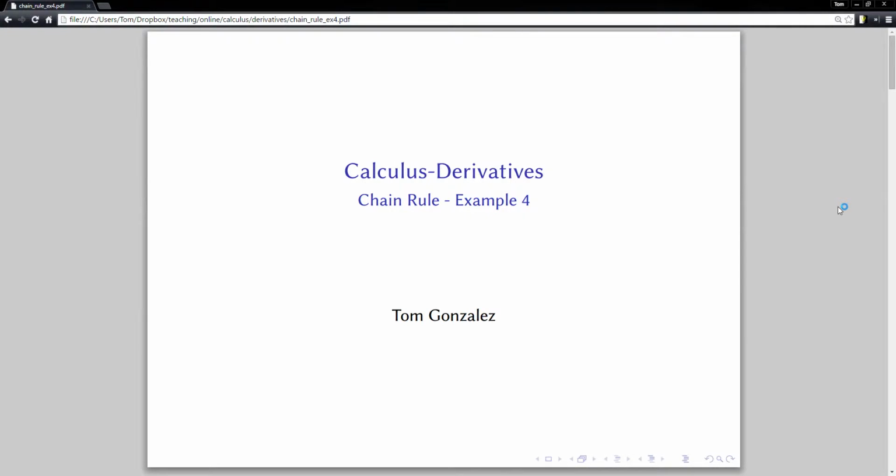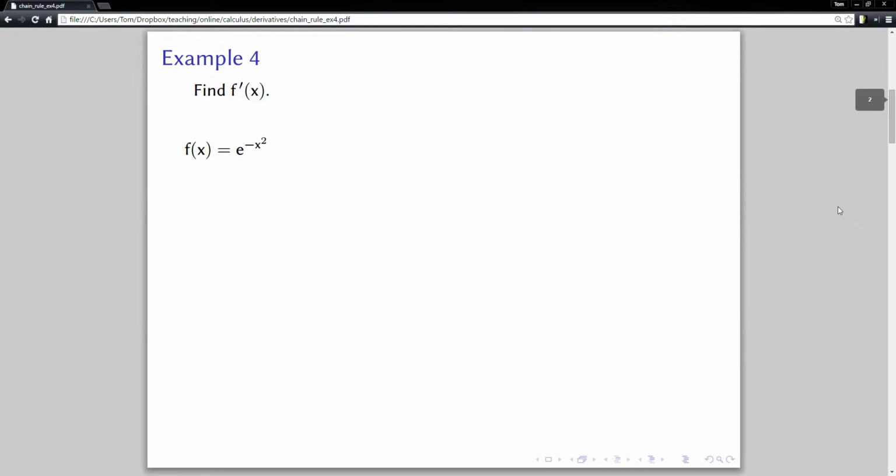In this video, we're going to take a look at an example of the chain rule. The function that we have is f of x equals e to the negative x squared, and we want to take the derivative of that. So it's an exponential function. Step number one is to identify this problem as a chain rule problem.